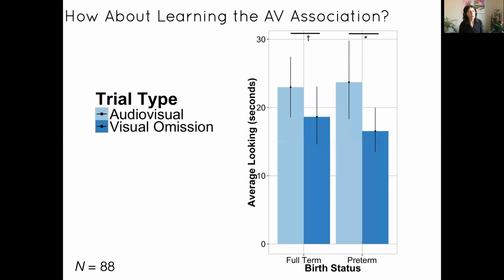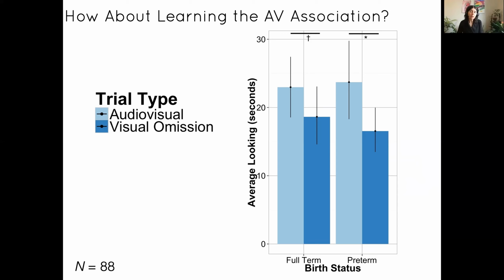And what you saw across the birth status, we have full-term babies on the left and preterm babies on the right, is that both groups show differential responses. They prefer to look at the audio-visual coming together. So we would call this a familiarity response. And if anything, the preterm babies are better at it. So if anything, they're better learners. If you do a direct statistical comparison, there's no difference between the groups.